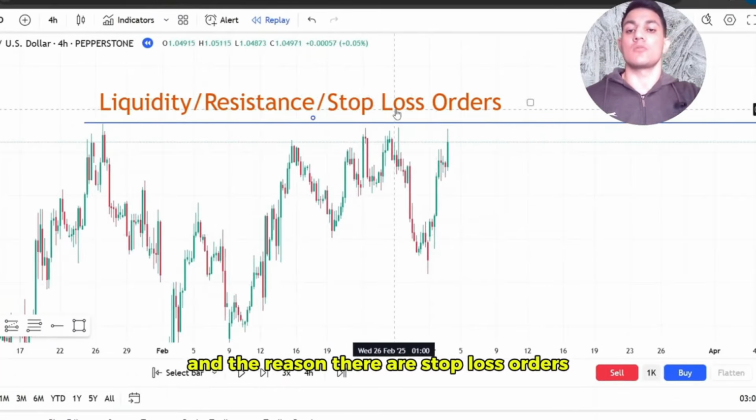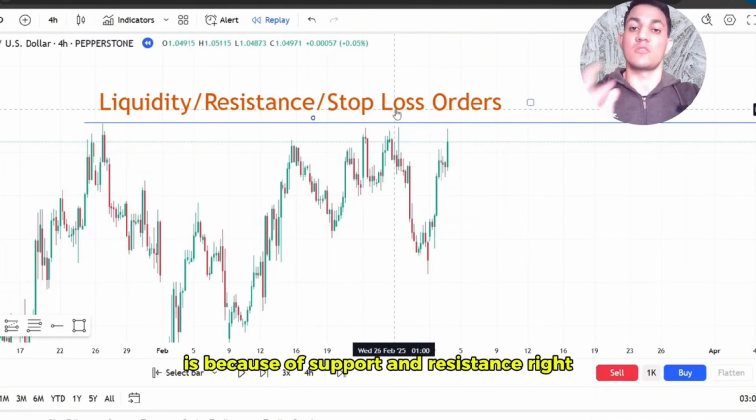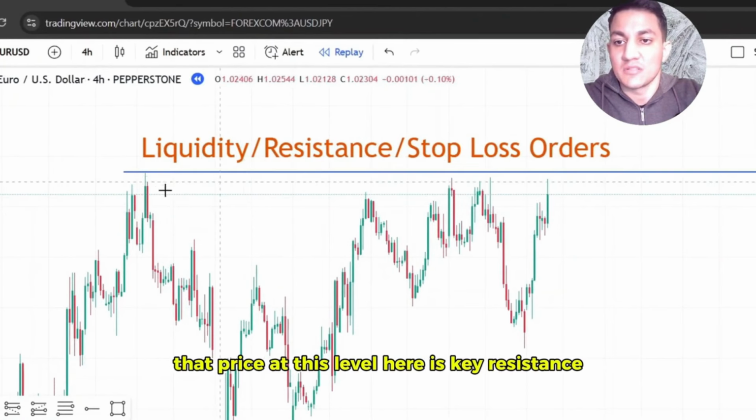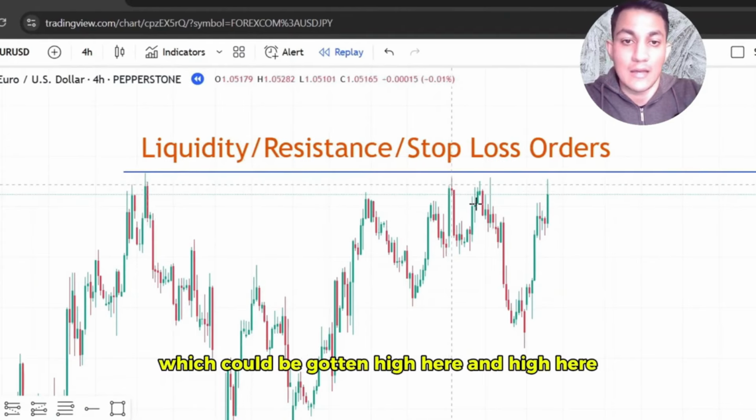And the reason there are stop loss orders, and we all know this, is because of support and resistance, right? We've all heard that price at this level here is key resistance because we've got a high here, high here, high here, high here.